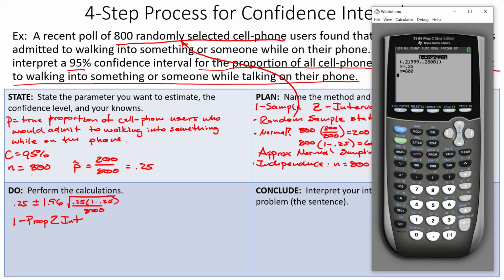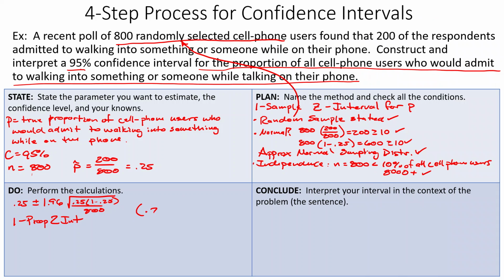So we've actually already written down p hat and n, but if you want to write them down again, you can. The interval is what we really want. So from 0.2199, maybe just 0.22, to 0.28001, so maybe to 0.28. So we can just say 0.22 to 0.28. There's our interval.